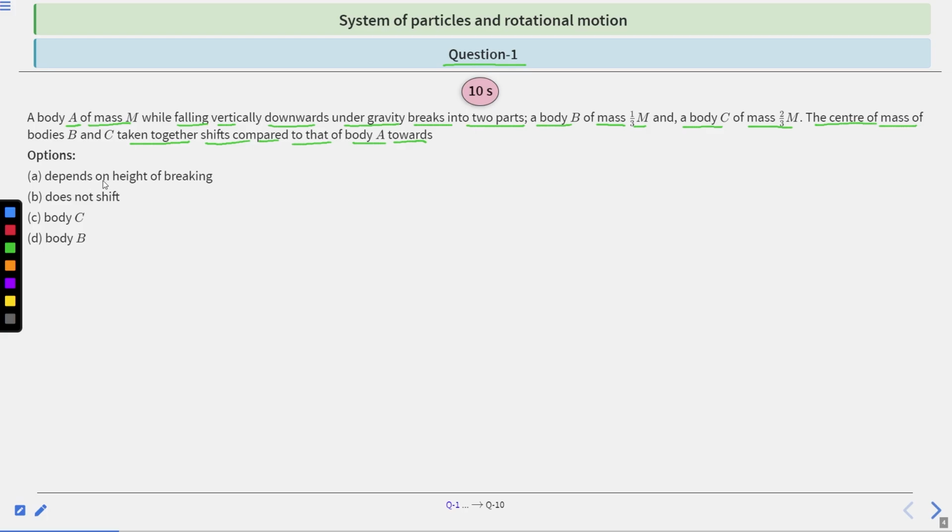Option A, depends on height of breaking. Option B, does not shift. Option C, body C. Option D, body B. So, which one is correct? You have 10 seconds to solve this question. After 10 seconds, we will provide the solution.